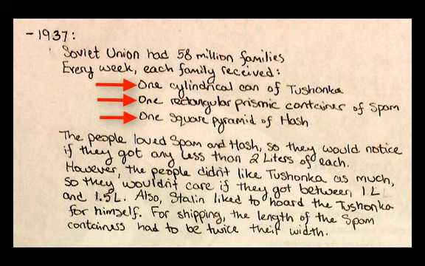Anyways, the people love spam and hash, so they would notice if they got any less than 2 liters of each. However, the people didn't like the Tushanka very much because it is my favorite and I don't like sharing. So they got between 1 and 1.5 liters. But most of the time we keep it at 1. For shipping purposes, spam had to be twice the width.